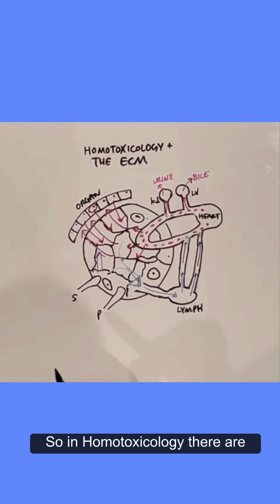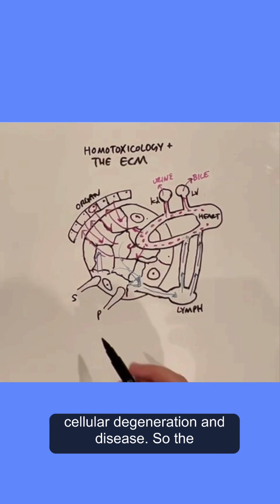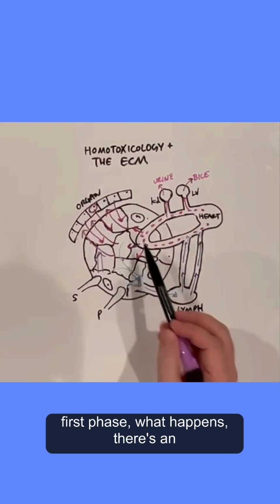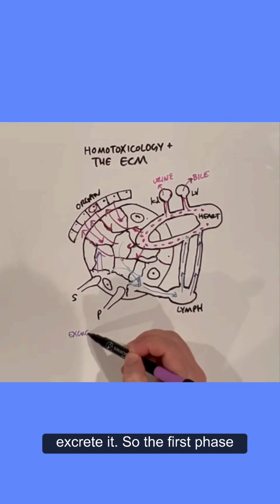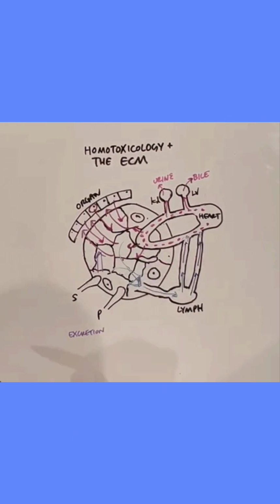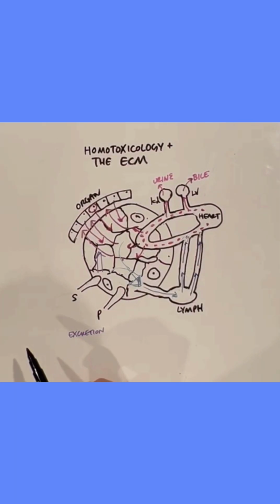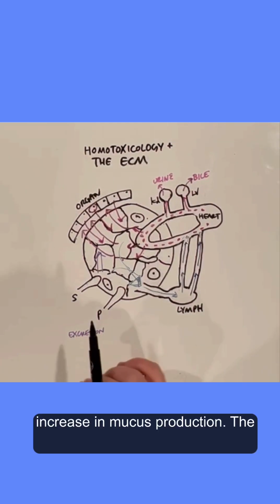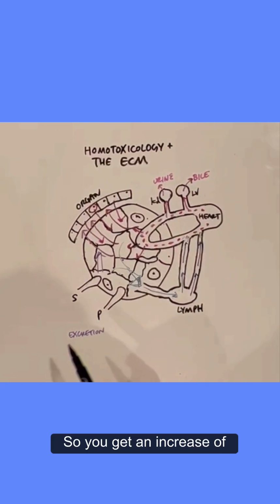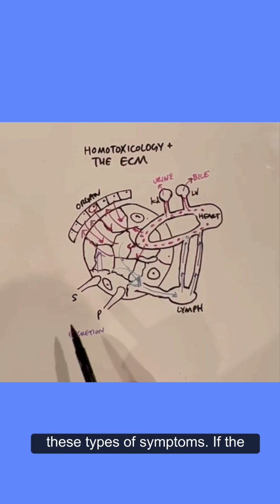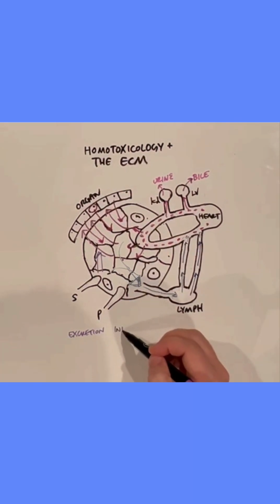So in homotoxicology, there are 6 phases of cellular degeneration and disease. So the first phase, what happens, there's an increasing load of toxicity in the body. The body starts to excrete it. So the first phase is excretion. So you get an increase of urine, sweating, diarrhea, increased mucus production. The body's trying to expel this increased toxicity through normal routes of excretion. So you get an increase of these types of symptoms. If the toxic load continues to increase, you move on to the next phase, which is inflammation.